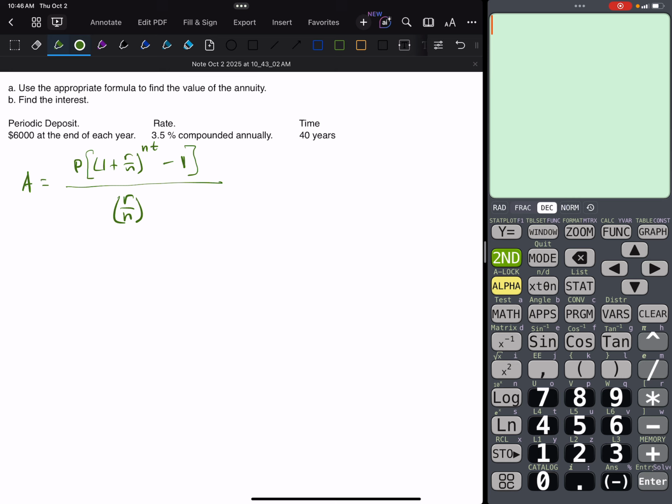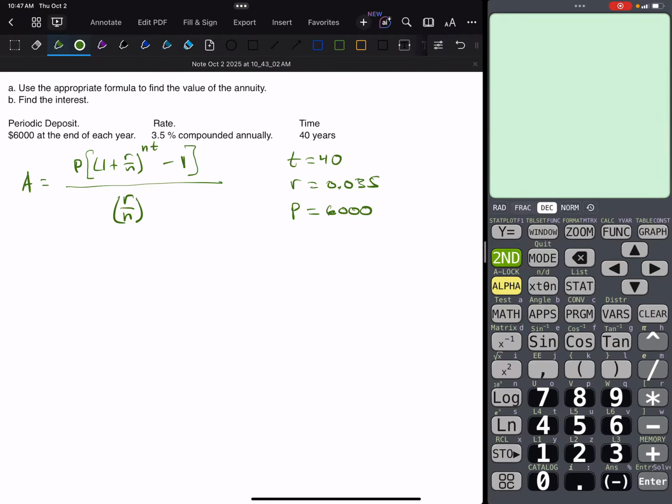Okay, so if that's my formula, I make sure I've written it down perfectly. What am I going to look for? I'm given a time. My time equals 40 years. I'm given T equals 40. I'm given a rate R, and I'm going to convert it, just because my mind works better after I've converted it. I know I'm going to get the wrong answer if I don't put the ratio value in instead of the percentage value. And then my deposit is 6,000.